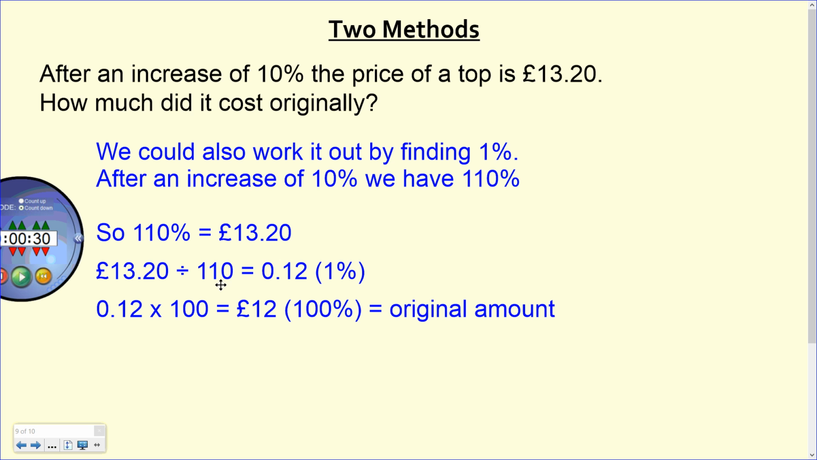And that tells us that 1% is 0.12. 13.2 divided by 110 gives you 0.12. So that's 1% of the original amount. And the original amount is always going to be 100%. So we take that 0.12, we times it by 100. That gets you that £12, that 100% for the original amount.